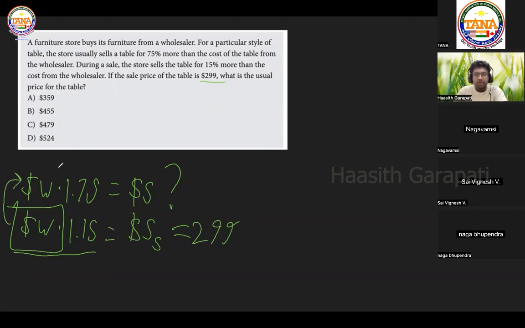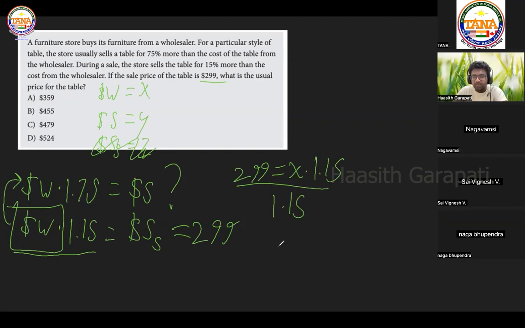So let's do that now. In this case, I'm just going to represent wholesale price as X, store price as Y, and sale price as Z for ease of variables. Well, we don't need Z because we already know what sale price is. So we'll say 299 is equal to X times 1.15. We divide the whole thing by 1.15, and then we get X is equal to 260. So 260 is the wholesale price.